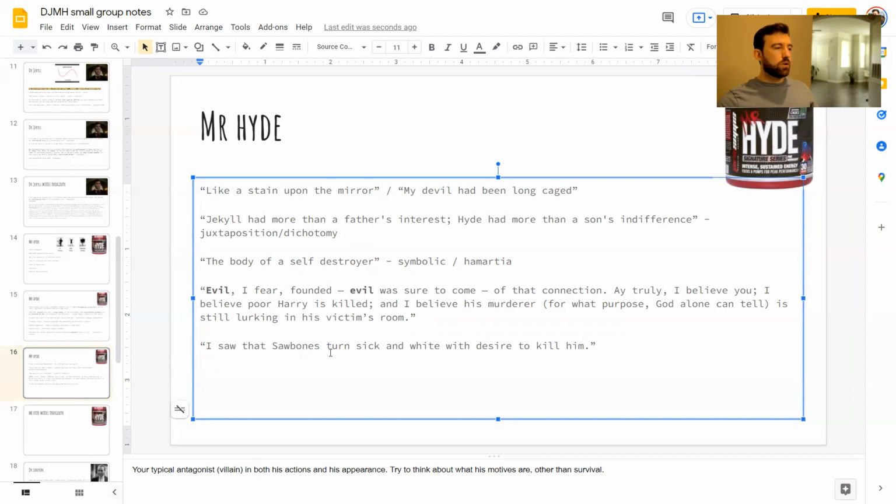I saw the sawbones turn sick and white with desire to kill him. This one is ironic, or irony, because what we have here is a sawbones, a doctor, wanting to kill their patient.